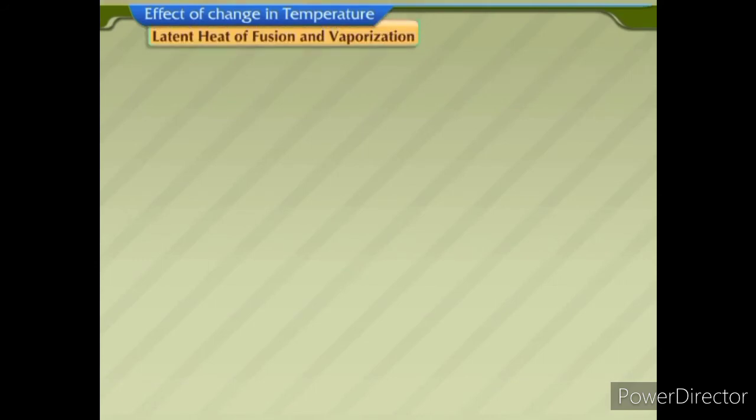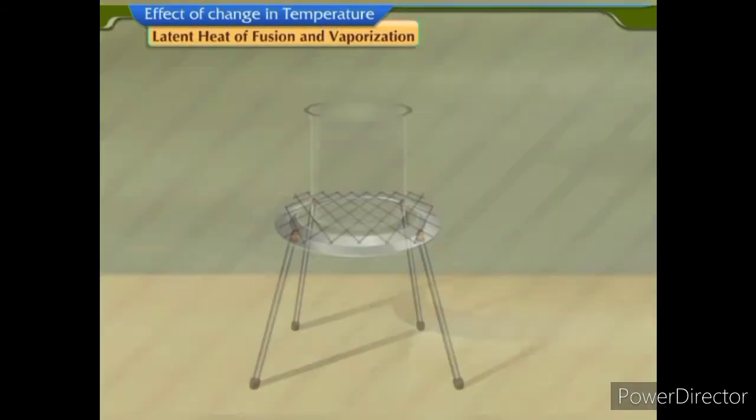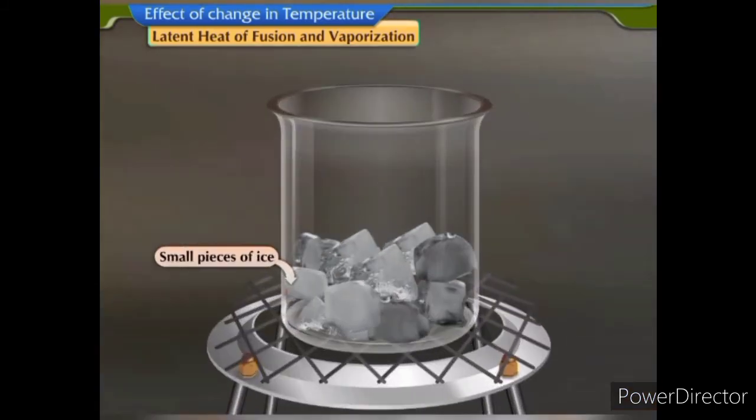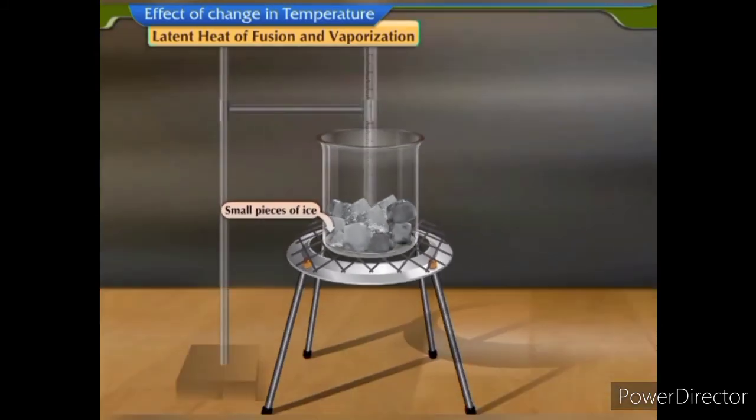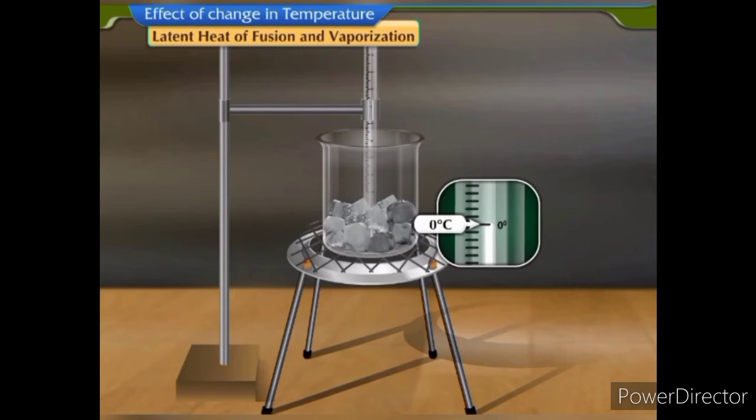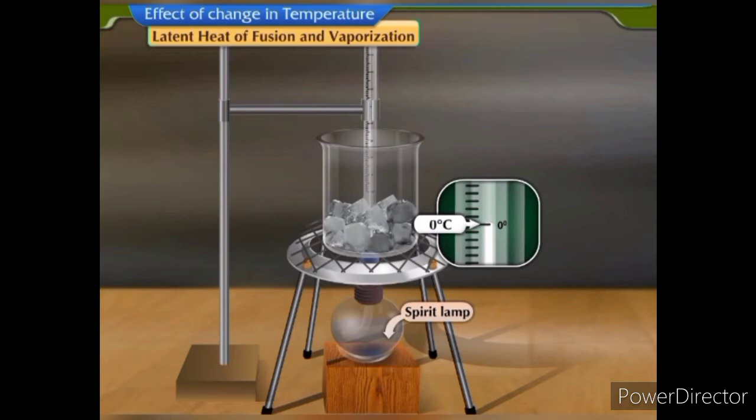Latent heat of fusion and vaporization. Take some small pieces of ice in a beaker. Suspend a thermometer in the beaker to note the temperature of the ice. It is essential that the thermometer bulb should be fully immersed in the ice. The initial temperature of the ice, which would be 0 degrees Celsius, is noted. Place the beaker above a spirit lamp and start heating the ice gently and uniformly.